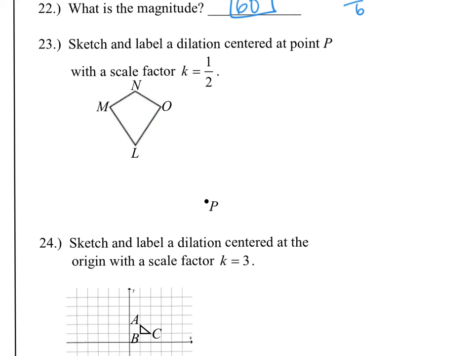In number 23, we're asked to sketch and label a dilation centered at point P with a scale factor of K equals 1/2. So since that scale factor is less than 1, your image should be half the size. It should be smaller than your pre-image. All right, so to do that, the easiest way would be to go ahead and draw line segments from the point that is the center of dilation to every vertex point of your pre-image.